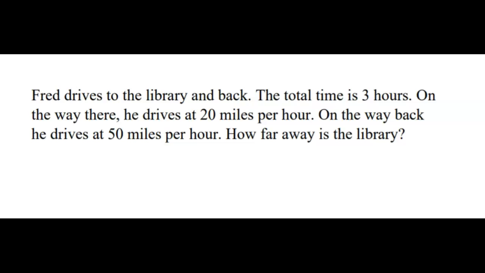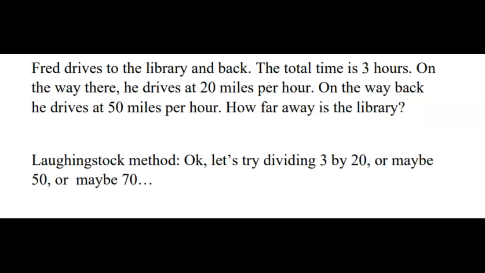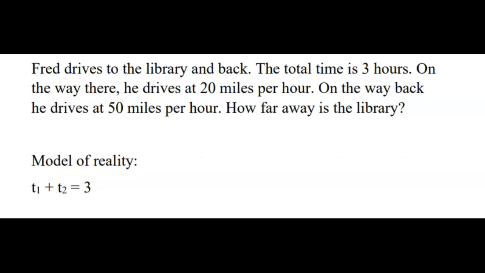Let's first take a look at the laughingstock method. Okay, let's try dividing 3 by 20 or 50 or 70 and just kind of see what happens over there. That's the laughingstock method. The model of reality method is very simple. We just describe what's happening.